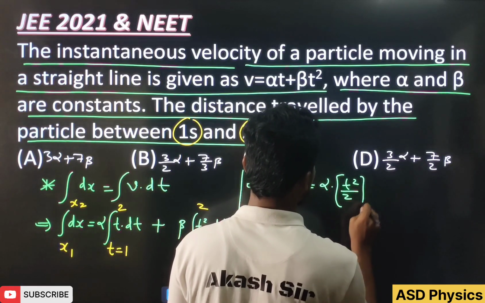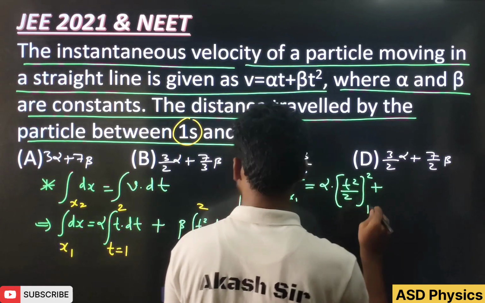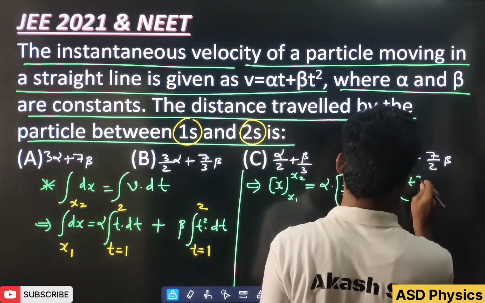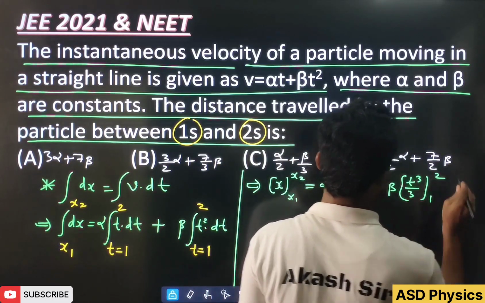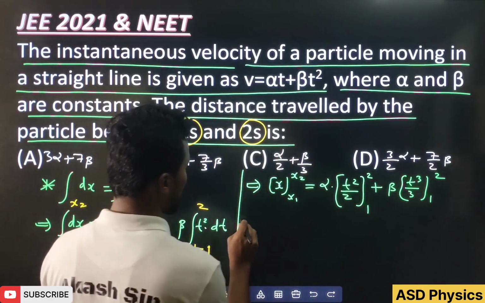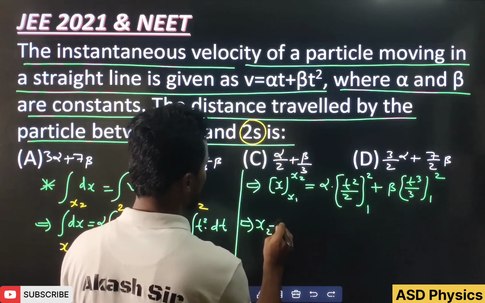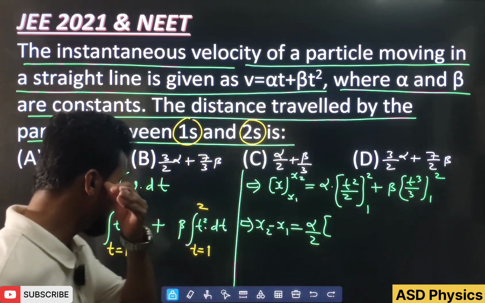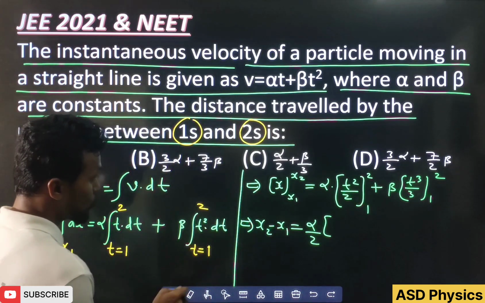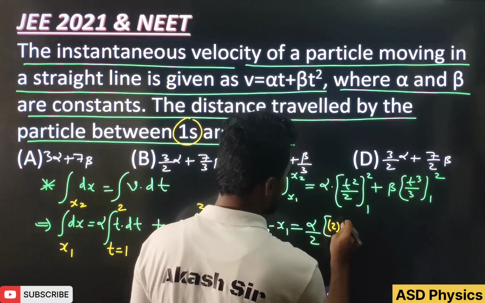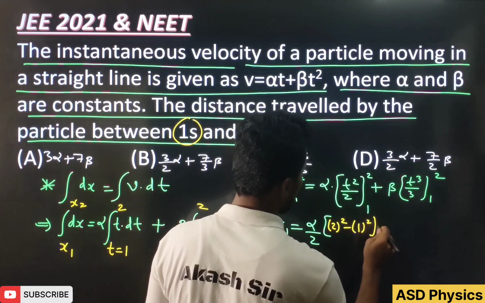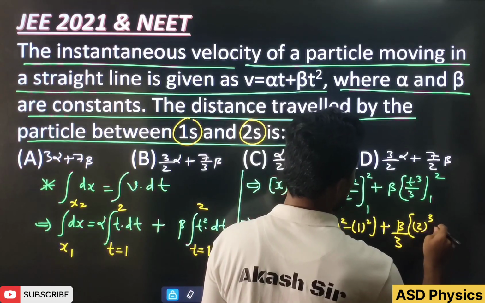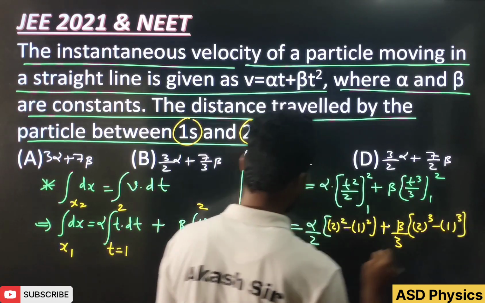T square by 2, and here 1 to 2 plus beta t square dt means you can see here t cube by 3. Okay, and here 1 to 2. Now students, remember that here upper limit means x2 minus x1, and here alpha by 2. Now what will happen that here t square 1 to 2, that means it will become here 2 square minus 1 square plus beta by 3 will write here 2 cube minus 1 cube, upper limit minus lower limit.